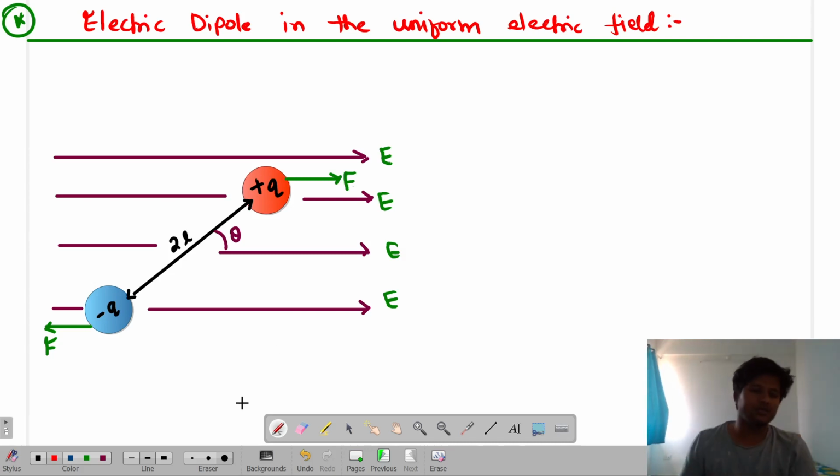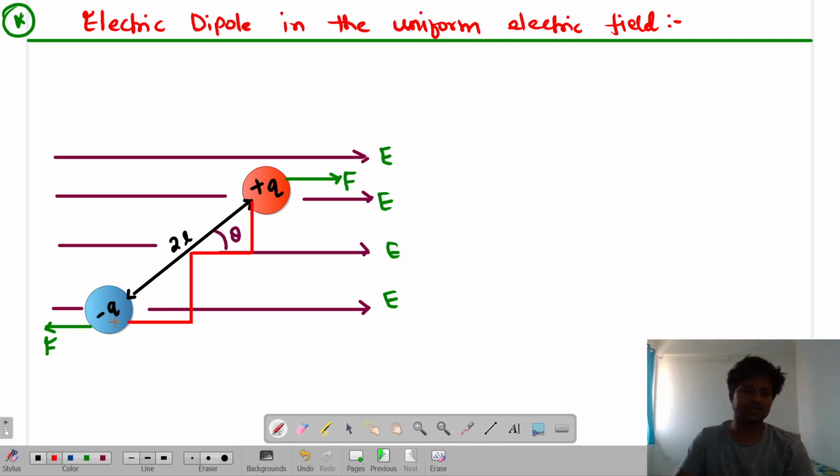So if it is a uniform electric field, you can see that this force will have two components. If this is twice L, then this is the R vector, isn't it? I can create a triangle this way, or not? Yes. Are you able to get me?